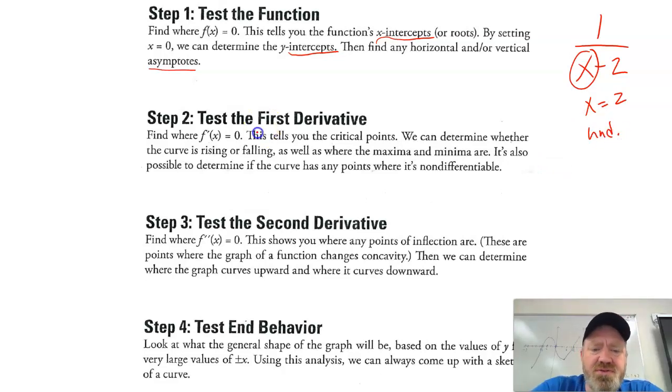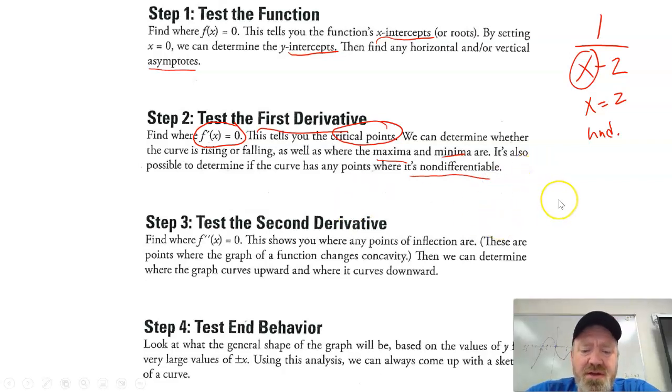Then you can test the first derivative. We said that means you're looking for critical points, and that means making the original function, find derivative, set it equal to 0, and solve. Those are either going to be maxima, minima, or an area where it's non-differentiable. Everything like that can be helpful in sketching your graph.